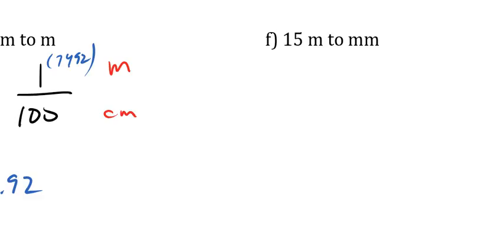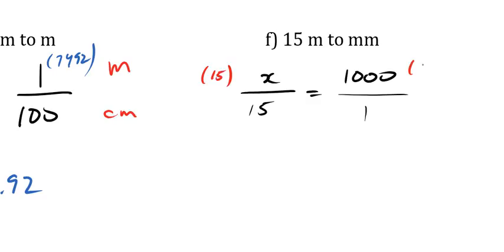Thomas, can you get this one started for us? Good. So what are the units of the x? And 15 is the meters. And so then still millimeters on top, 1,000 millimeters in 1 meter. Awesome. Multiply both by 15, and I get x equals, Adam? 15,000 millimeters. Great.